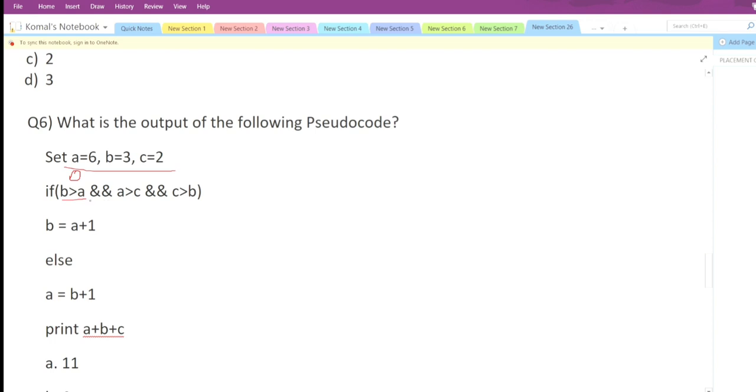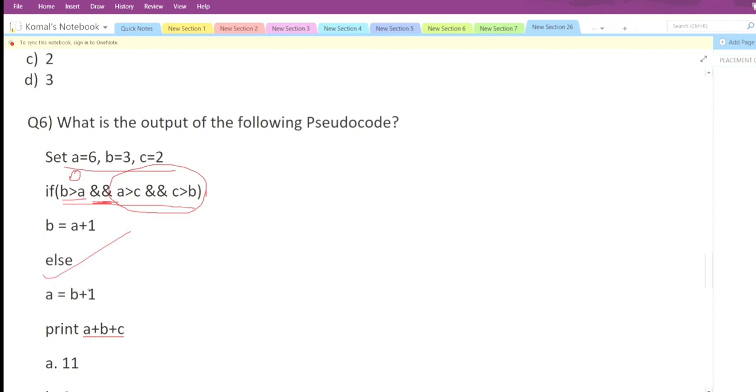Now we will check the next operation. It is AND, and we know that in an AND operation, if any one of the values is 0, then the whole statement will be 0. So there is no use of checking this statement further. So it will be 0. So this is a false condition, so it will go to the else part.